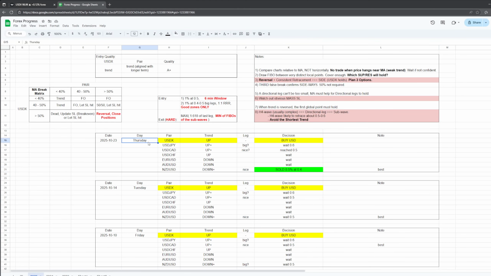Today is October 23rd, Thursday. USD index trend is up. Our decision is to look for opportunities to buy USD.